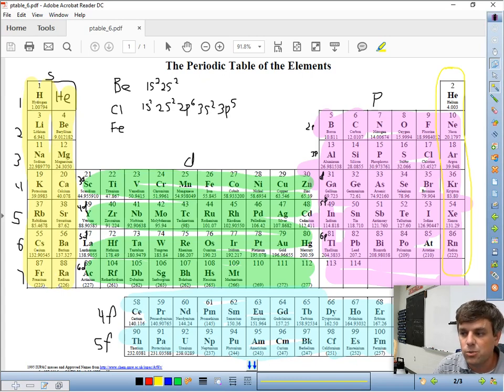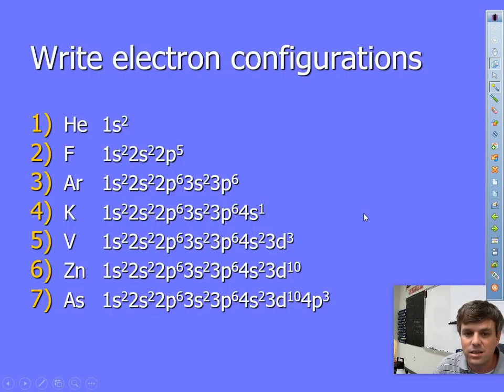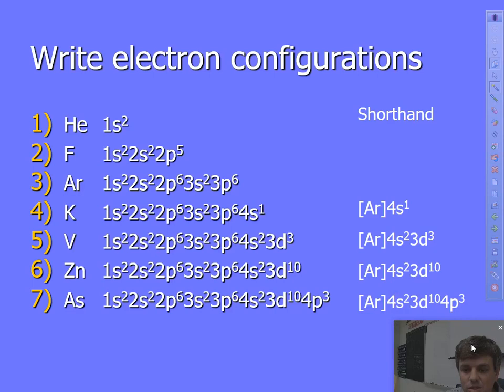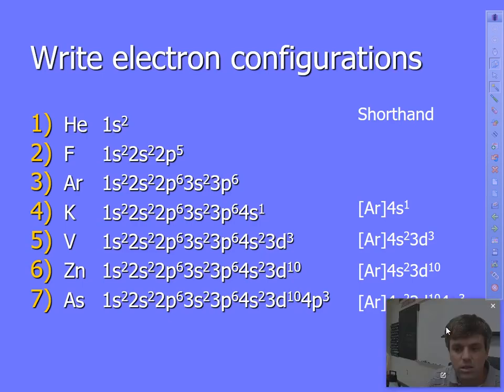And so what that looks like is you take that element at the end of the previous row, you put it in square brackets, and you pick up from there. So it looks like this. Instead of writing the first part of the electron configuration, we represent that with argon in square brackets. So that saves us a lot of time.